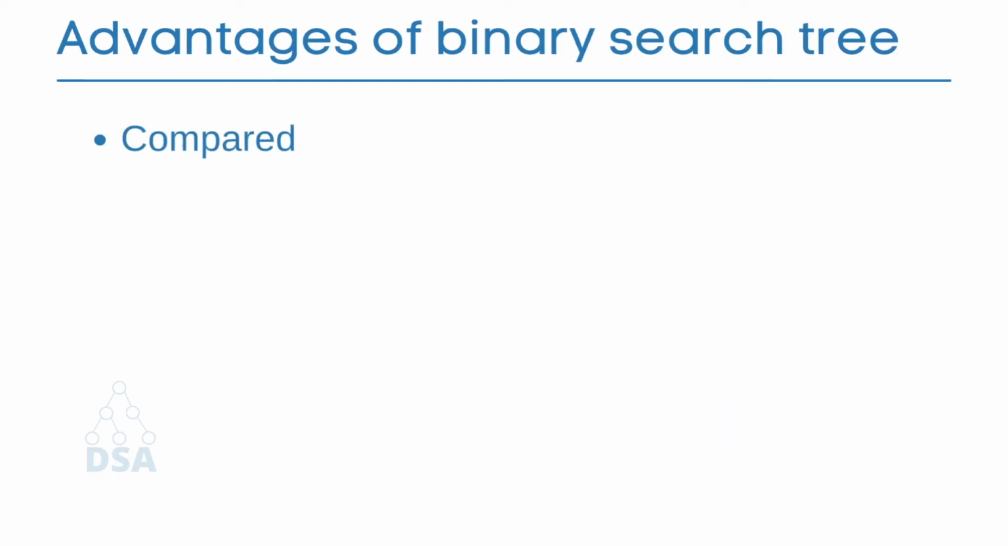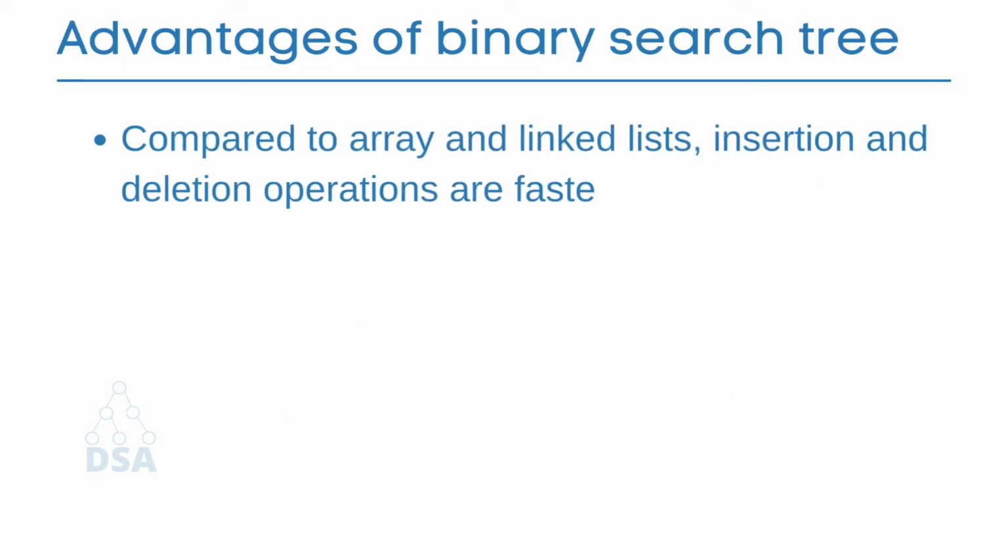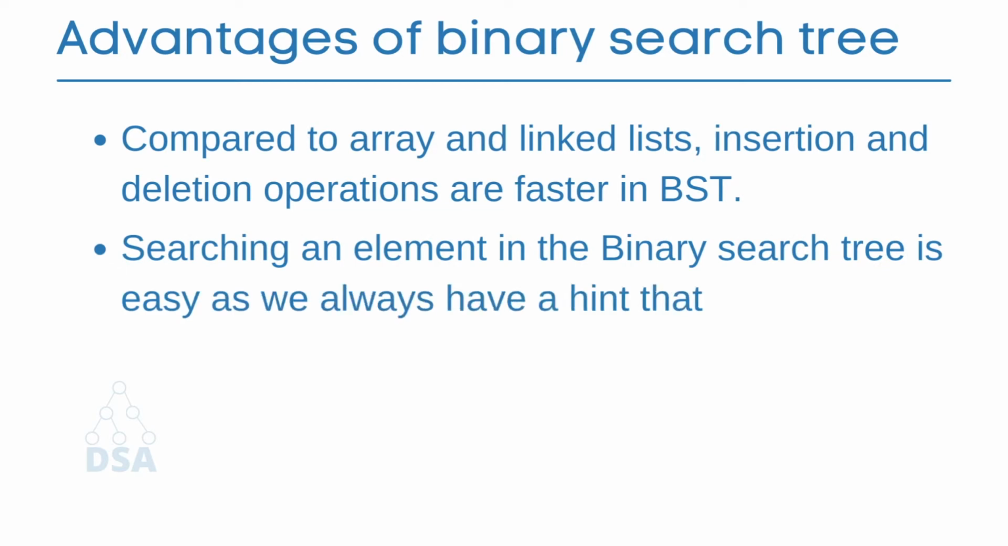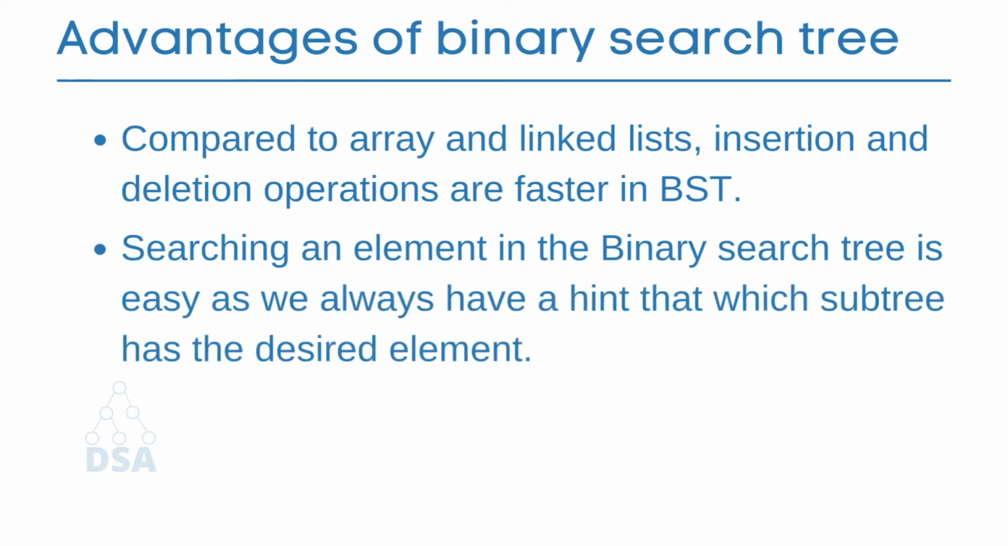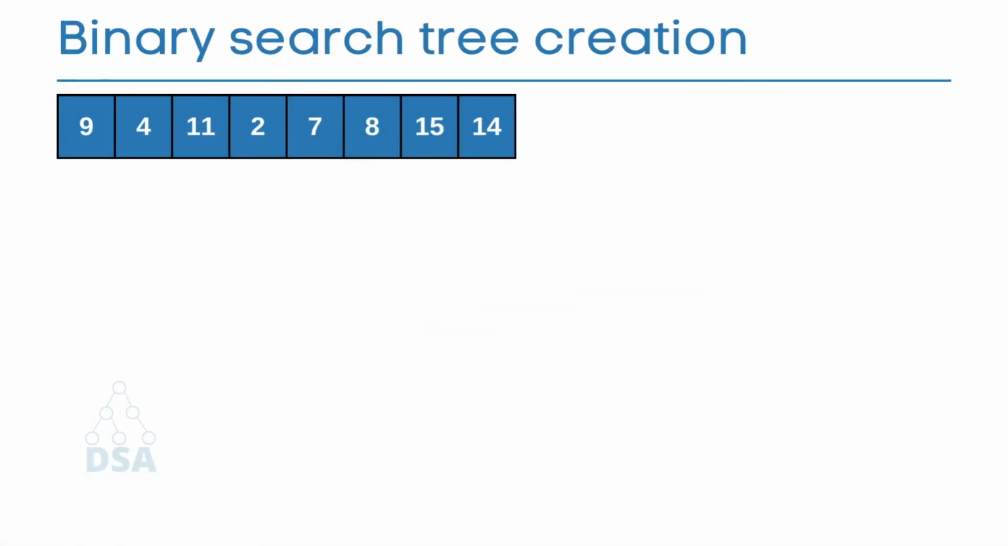Let's discuss the advantages of the binary search tree. Compared to the array and linked list, insertion and deletion operations are faster in the binary search tree. Searching an element in a binary search tree is easy, as we always have a hint which subtree has the desired element. Now let's see one example for understanding the binary search tree thoroughly.